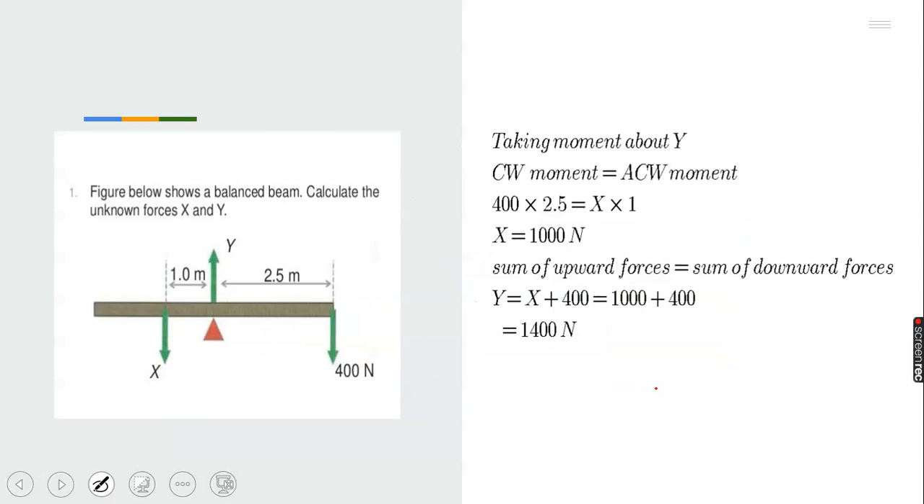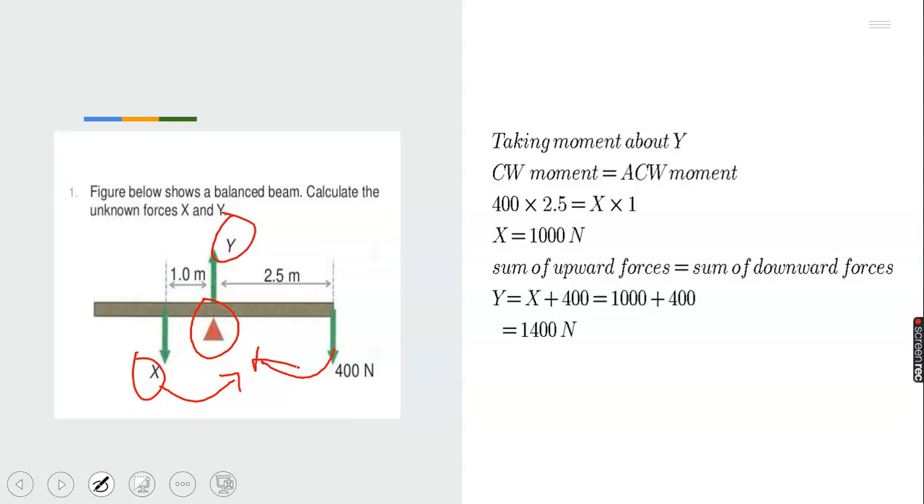And the last assignment: the figure below shows a balance beam. Calculate the unknown forces X and Y. These are X and Y. Now, this is the point. We take our moment about that point. That is, clockwise moment equals anti-clockwise moment. Now, our clockwise moment equals 400 times 2.5, and our anti-clockwise moment equals X times 1. Now, X equals 1000.